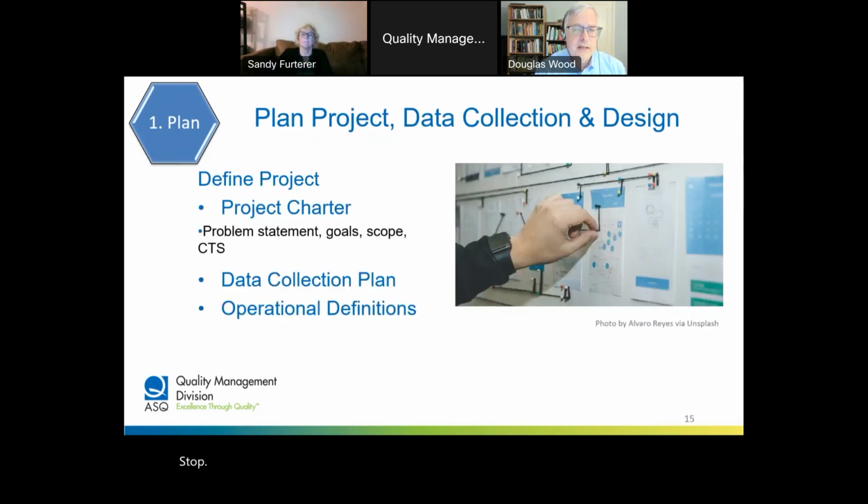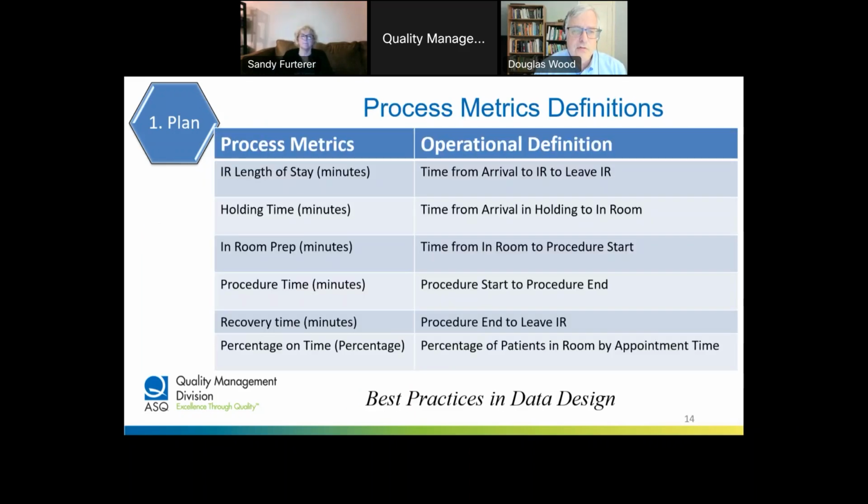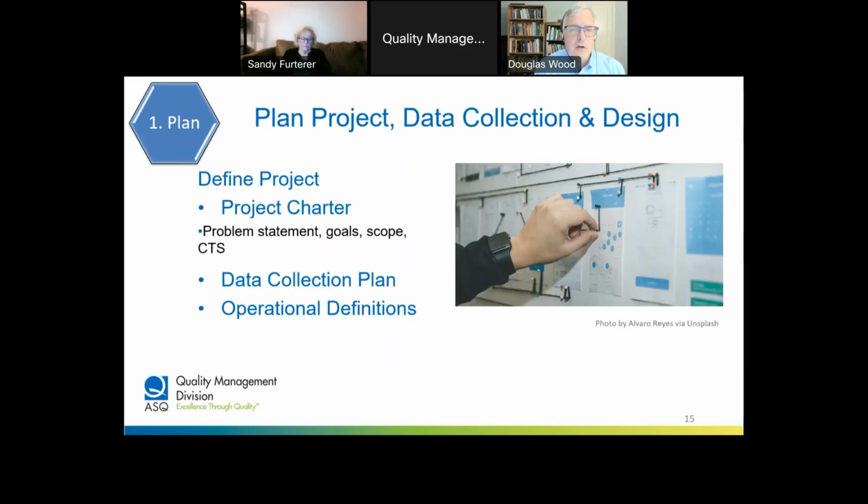It's important to understand that the language used in your operational definition makes sense to those who use the metric. They need to know what you're saying. Okay, next one, please. Now, we know that no plan survives contact with the enemy or with reality, but we still need to plan. So having a project charter can save time later.